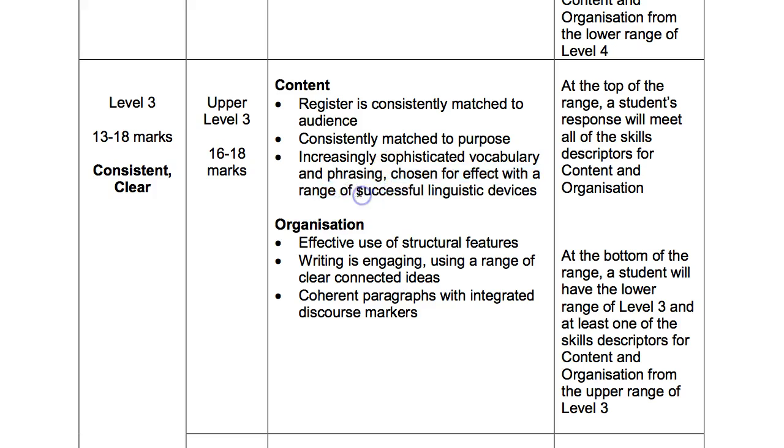Does it have a range of successful linguistic devices? Well, it's got some alliteration and metaphor and a simile that doesn't quite work because of the tense, but I've already penalised it for the tense up here, so it probably does that. How is it organised? Well, it certainly has paragraphs. It uses these verbs that end in ing so that everything is happening at once. That's a structural feature. I'm going to give him credit for that.